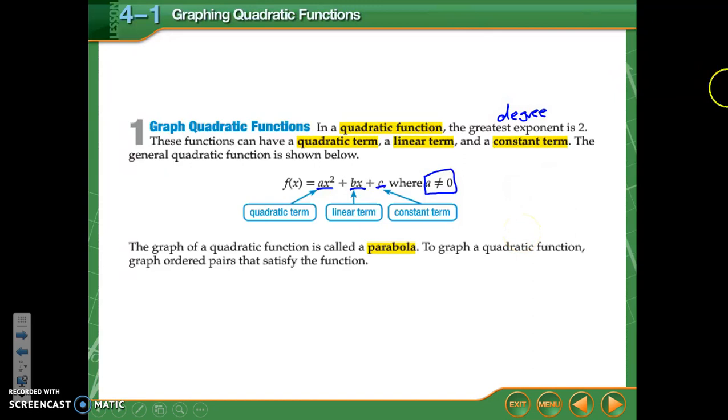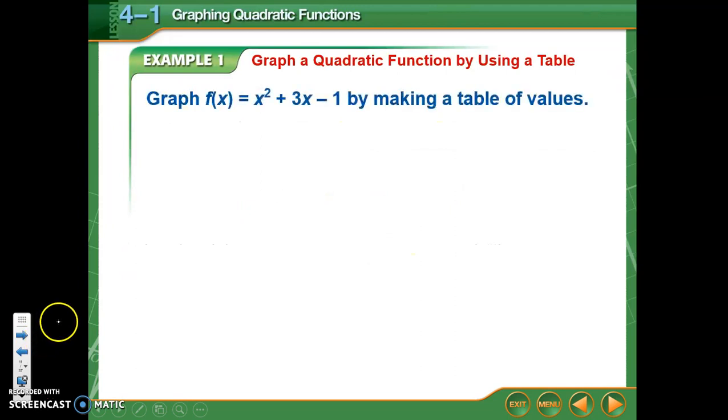All right, the graph, as we already talked about, is called a parabola. And to graph the quadratic function, we graph ordered pairs and we make a table of values. So we're going to start out just looking at making a table of values kind of just at random. And then we're going to talk about some different ways to figure out exactly where to start your table of values so that you can always make sure to have the right points to graph your parabola.